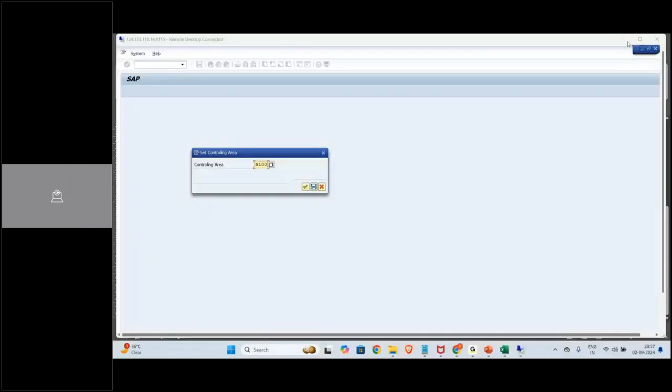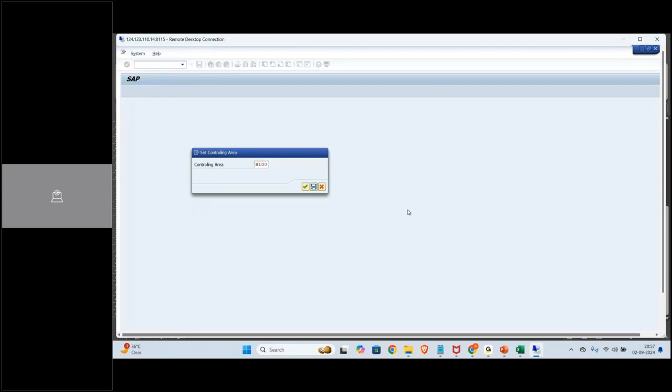What is the password? KP26. Rajan, you have not shared your screen. I think I'm not getting it. Oh, you're not getting it. Now let me know. Yeah, it's fine.